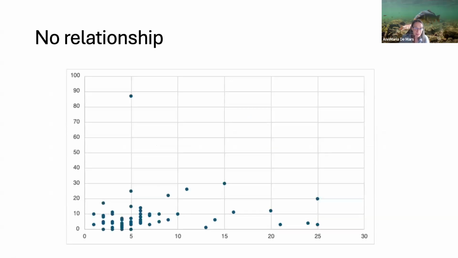Then there are things where there's no relationship. I looked at the relationship between how many people are in your family and how many people you consider family. And you could see this is pretty much a straight line. If I drew a line across here, it wouldn't be really going up or down. It would just be, don't make fun of my drawing.